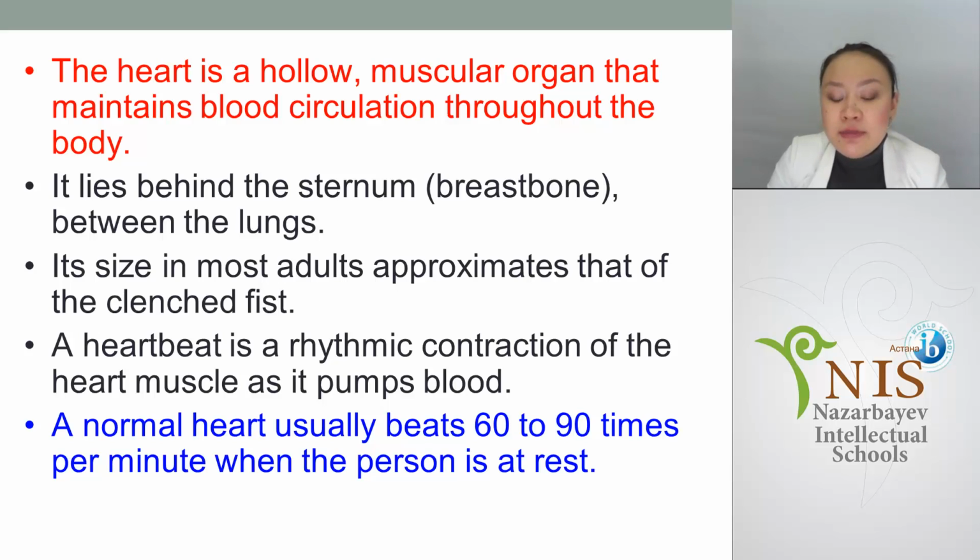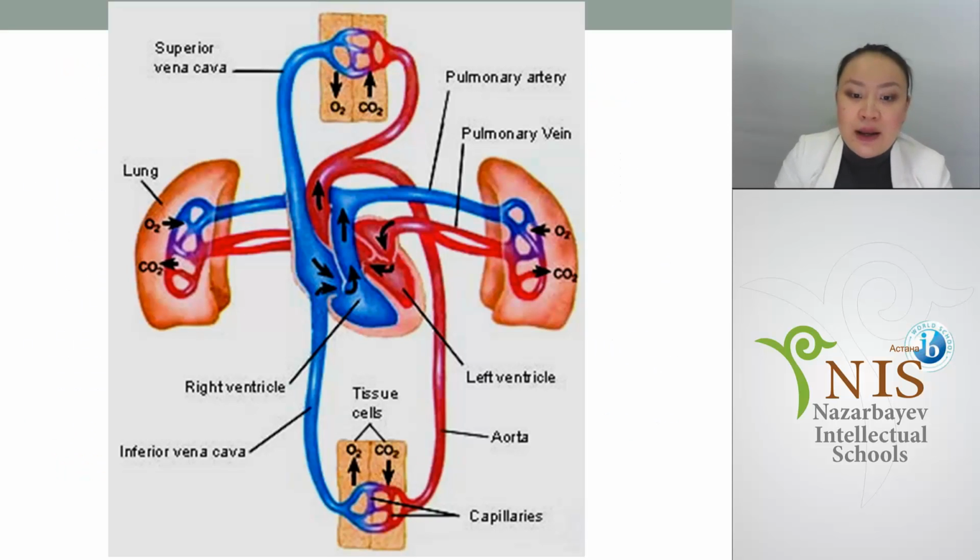A heartbeat is a rhythmic contraction of the heart muscle as it pumps blood. A normal heart usually beats 60 to 90 times per minute when the person is at rest. Now please look carefully at this picture. I will explain a little bit about how our heart works. Here you see 4 chambers and how blood will go through those 4 chambers.